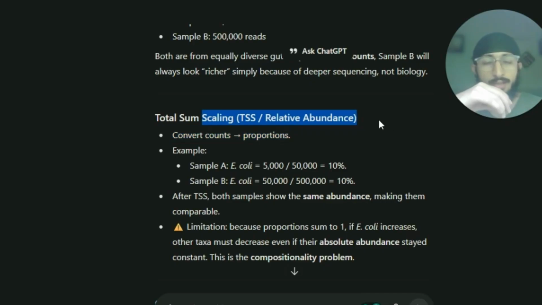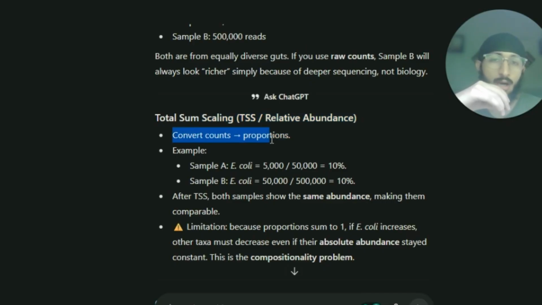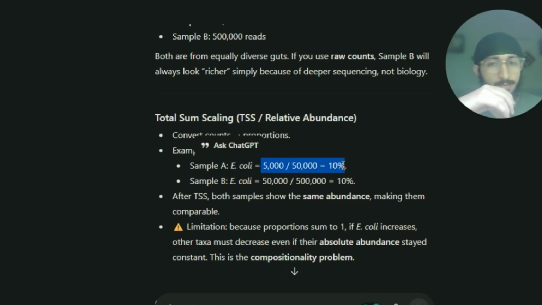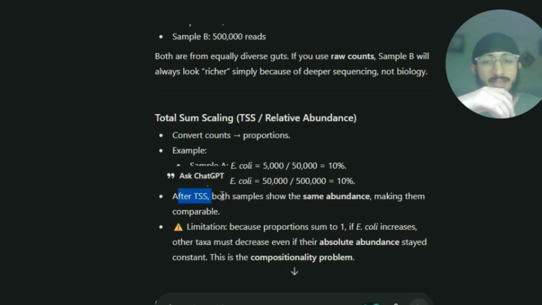Now, total sum scaling, or relative abundance. It converts counts to proportions. For example, sample A has E. coli 5,000 upon 50,000, 10%, while sample B would be 50,000 upon 500,000, 10%. After TSS, we see that both the samples show the same abundance, making them comparable.